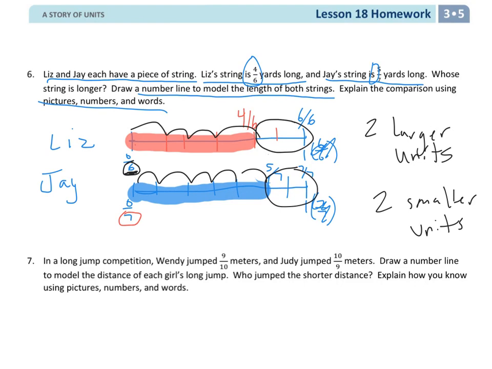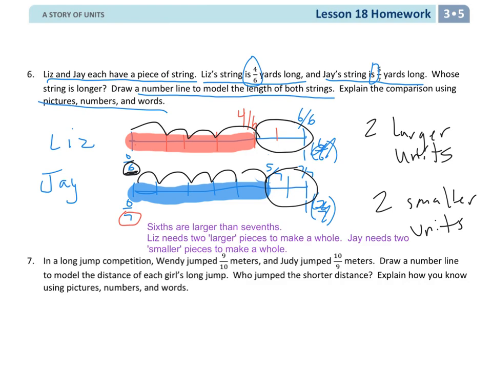And what I'll do is I'll type out a quick explanation for you to take a look at. So there's my explanation there in purple. Sixths are larger than sevenths. Liz needs 2 larger pieces to make a whole. Jay needs 2 smaller pieces to make a whole. Therefore, Jay is going to have a longer piece because he has 2 smaller units to get to 1 whole.